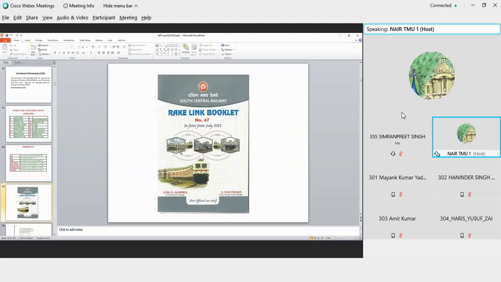And something similar to the loco link, there is a thing called the rake link. I told you to run a train, we need a loco link, we need a rake link, we need a crew link, we need a guard's link, there would be a TTE's link. So this is a rake link. Rake means a set of coaches. So 15 coaches together or 20 coaches together in one train formation is called a rake.